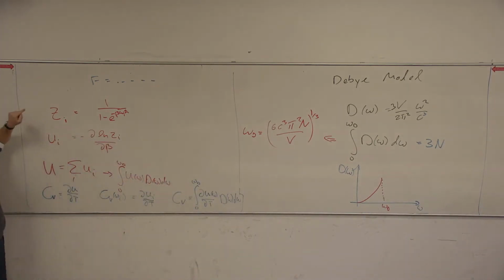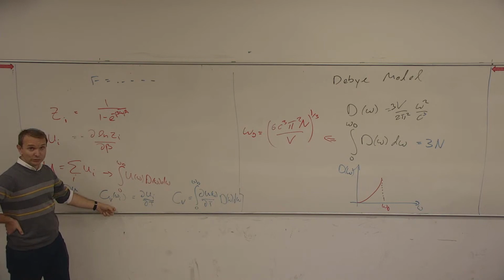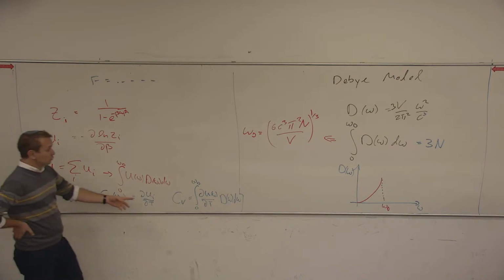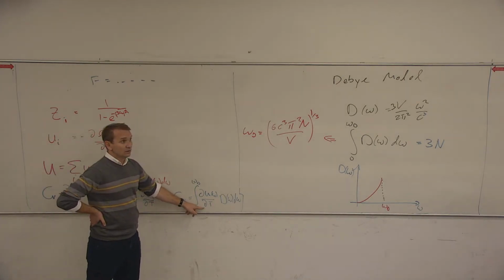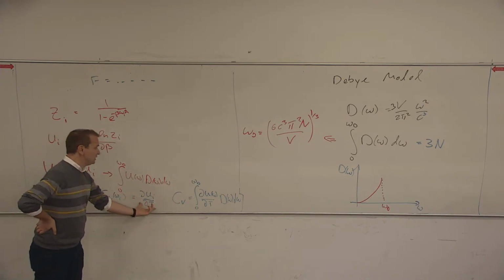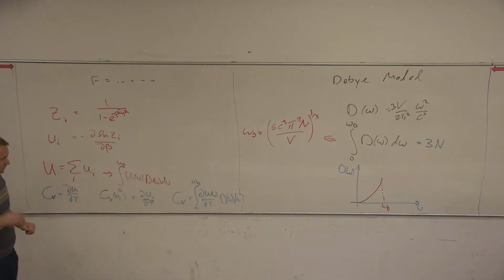I can compute the partition function per phonon. I can compute the average energy per phonon. I can compute the specific heat per phonon. And then if I want to compute the total specific heat, I just need to perform this integral. So the only question is how this du to dt looks like, and then I can plug it inside this integral, and that's it, I'm done.